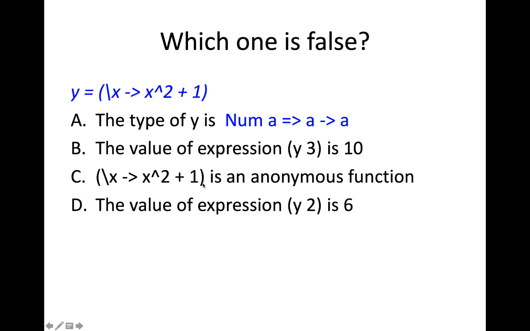Then this is the anonymous function, right? There is no name, so that is correct. The value of the expression y 2: the same function is applied on the input 2, so let's replace x with 2, so 2 squared plus 1, so that should be 5. Here it is 6, so D is the false statement.